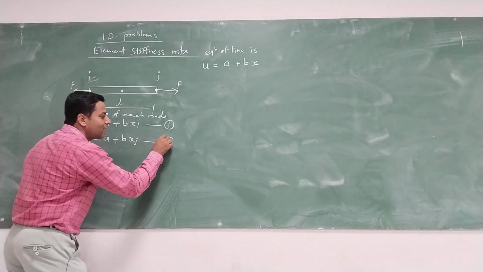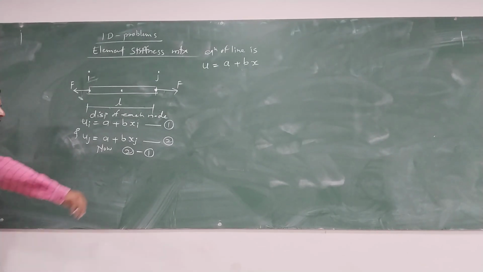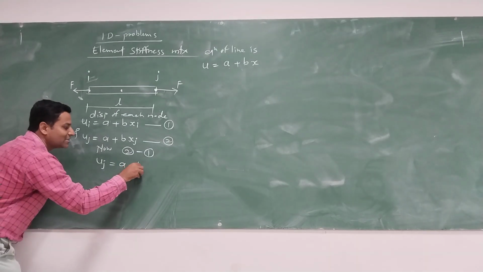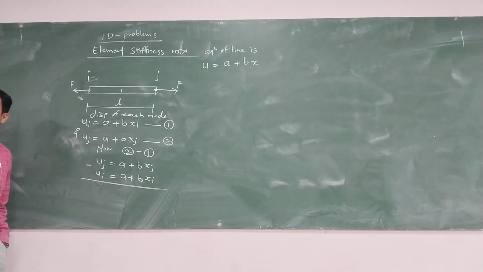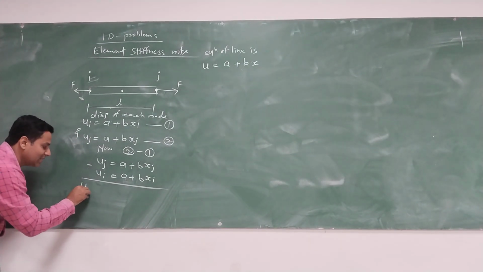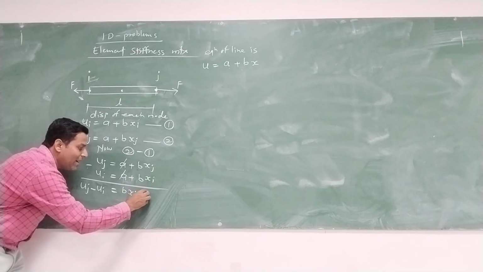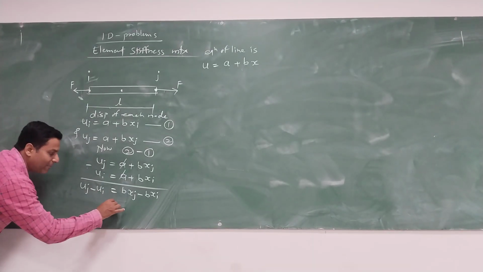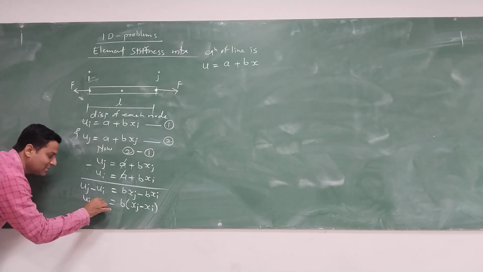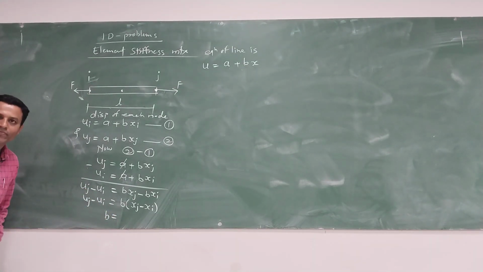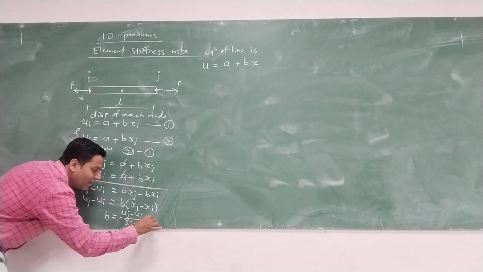Consider this as 1, consider this as 2. Now 2 minus 1, see what comes: uj is equal to a plus b xj, ui is equal to a plus b xi. We will have to subtract. So when you subtract, this becomes uj minus ui equal to, this a will get cancelled, and this becomes bxj minus bxi. Take b common from the right side. So b(xj minus xi) is equal to uj minus ui. So b will be equal to uj minus ui divided by xj minus xi.